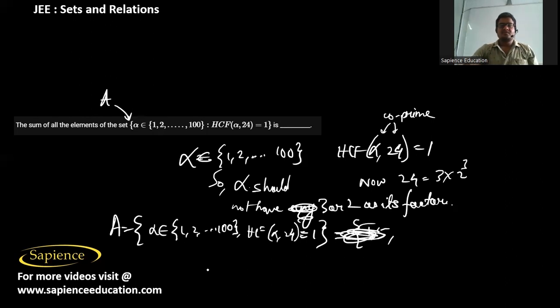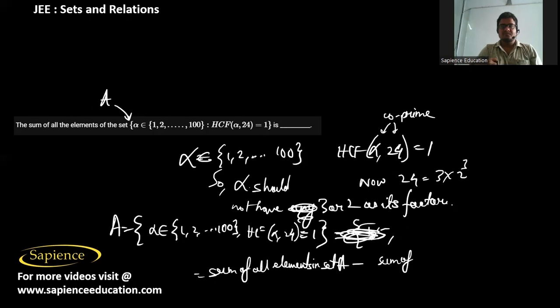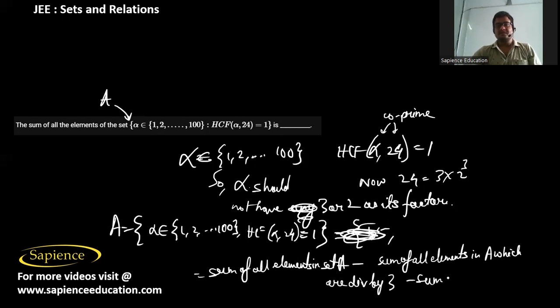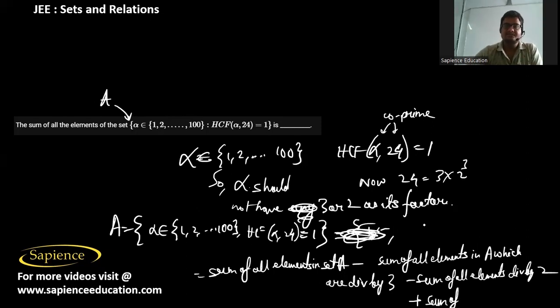So simply we can say that this will be equal to the sum of all the elements, minus the sum of all the elements which are divisible by 3, minus the sum of all the elements which are divisible by 2, then plus the sum of all the elements which are divisible by 6.